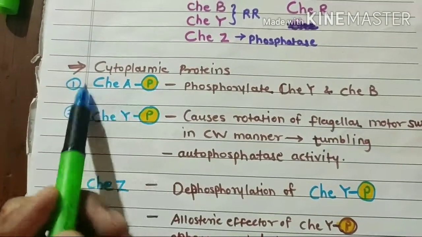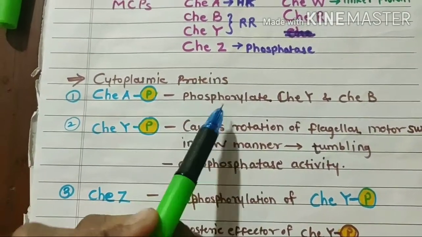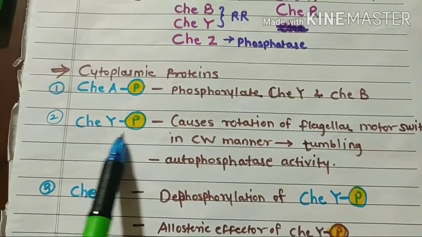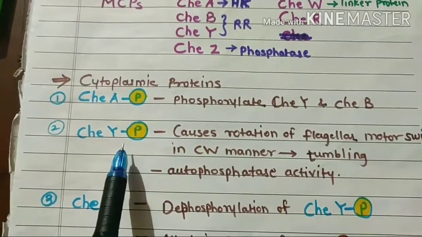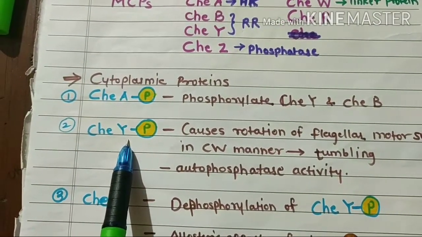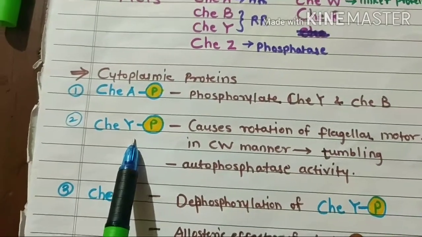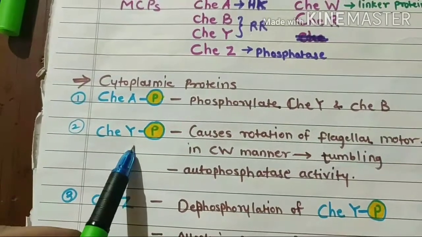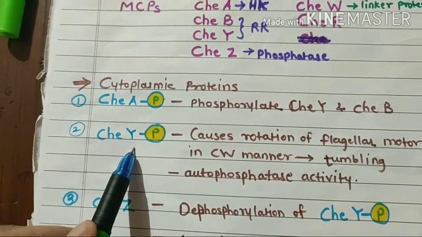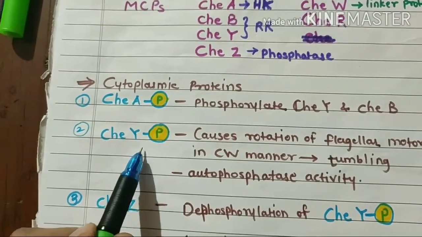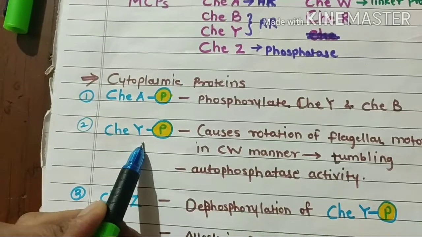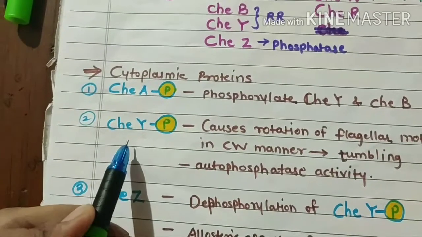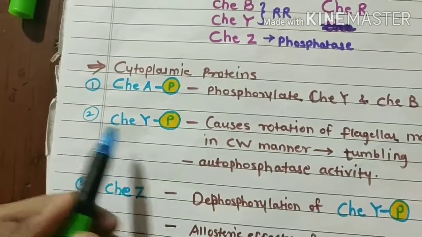The CheA, when it gets phosphorylated, can phosphorylate CheY and CheB, that is the response regulator proteins. So one of the response regulators is CheY. When it is phosphorylated, it causes the rotation of the flagellar motor switch in a clockwise manner. So now we know what is responsible for the clockwise rotation of a flagella. This CheY response regulator in its phosphorylated form goes and binds to the motor switch of the flagella and causes it to rotate in a clockwise manner instead of a counterclockwise manner, and hence the tumbling can be seen.